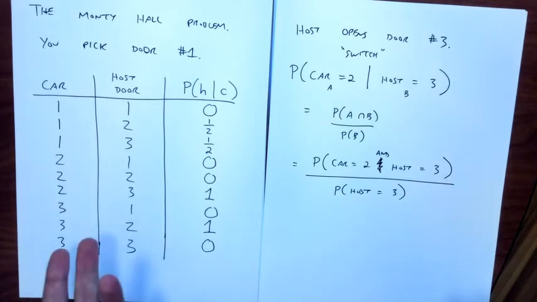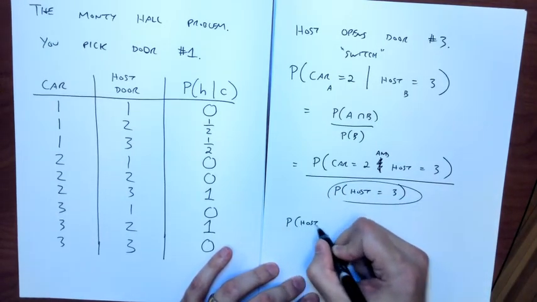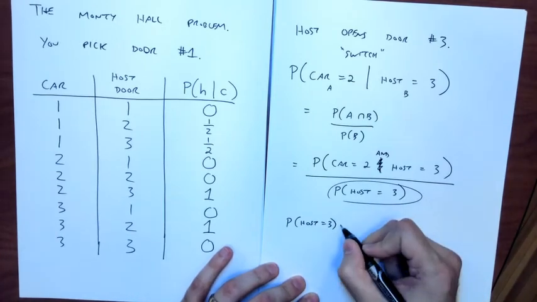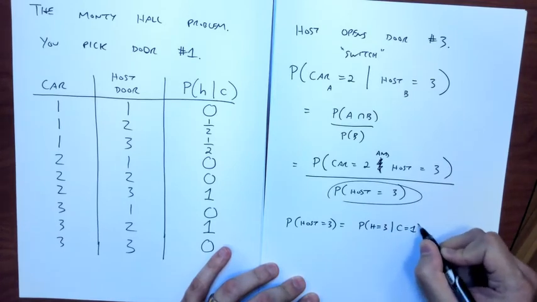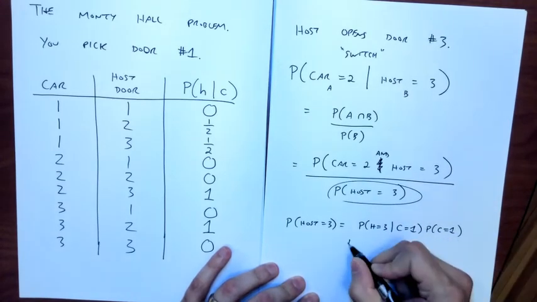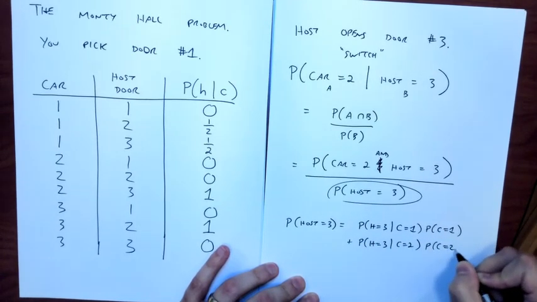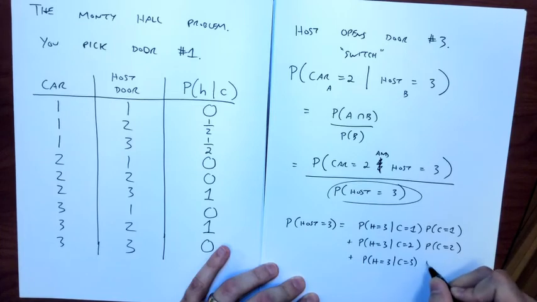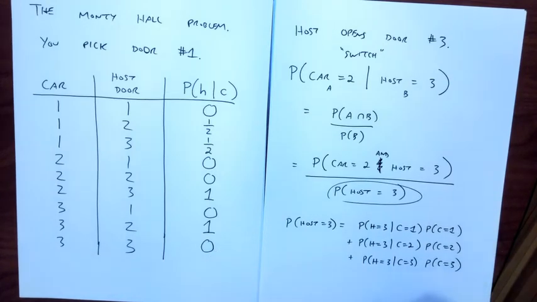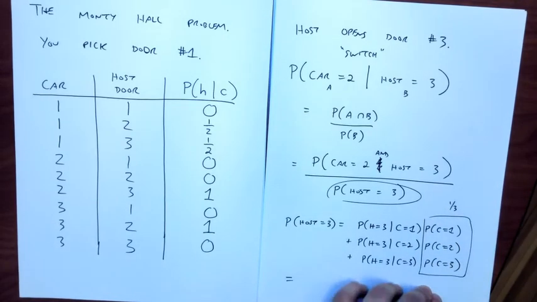Okay? Well, again, let's unpack this. The probability that the host equals 3 is the sum of the probability that the host equals 3 given the car equals 1 times the probability the car equals 1, plus the probability that the host picked 3 given the car is equal to 2 times this probability, plus the probability that the host picked 3 given the car is equal to 3 times that probability. Each of these probabilities is 1/3, the prior probabilities of where the car could be.